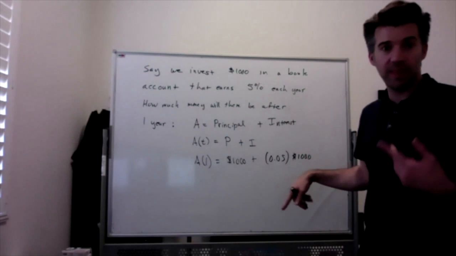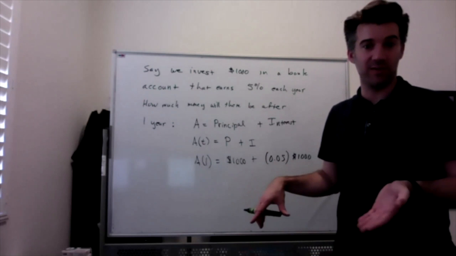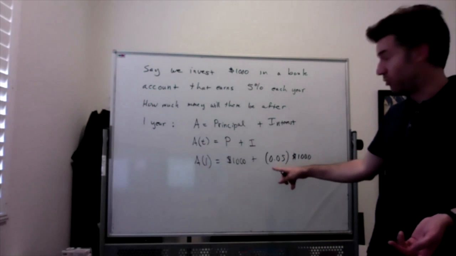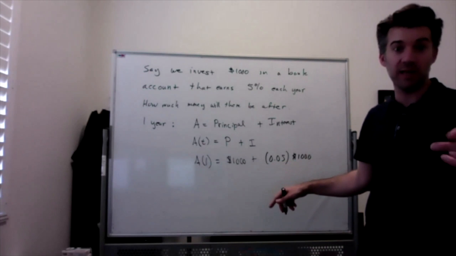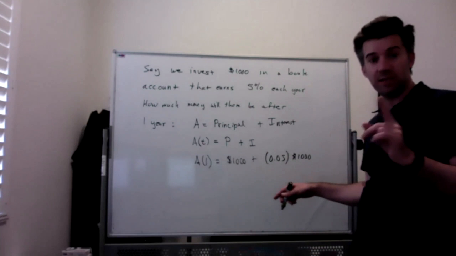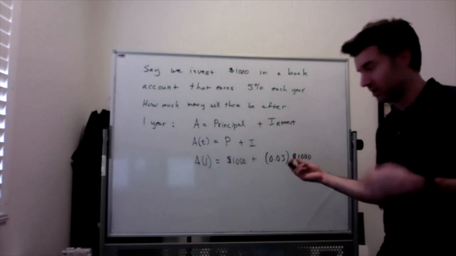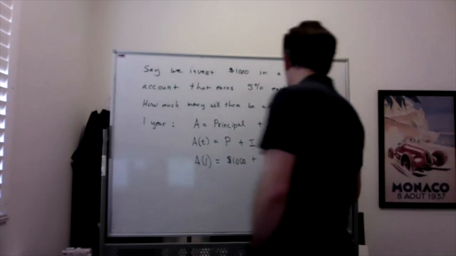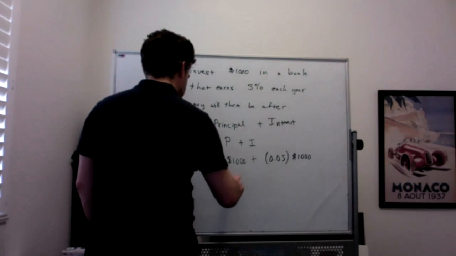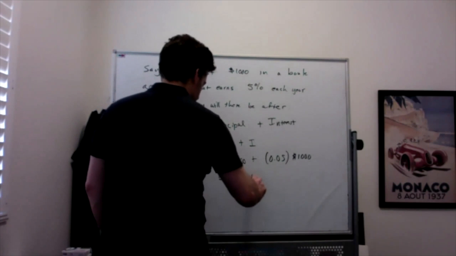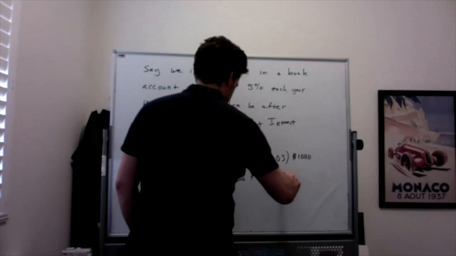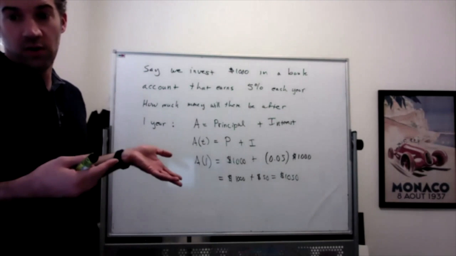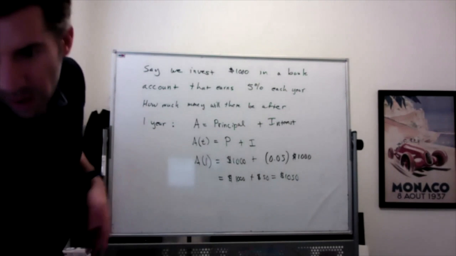Now be careful. I've definitely seen people accidentally, when they're changing a percent to a decimal, forget that zero there. If it's 5%, it's 0.05. If it's 50%, it's 0.5. Make sure if it's a single digit percent, like 8%, it's 0.08. Make sure you remember that zero that goes after the decimal before the number. So 0.05 times 1,000 is 50. So I get $1,000 plus $50, which is $1,050. So that's how much money I'd have after 1 year.